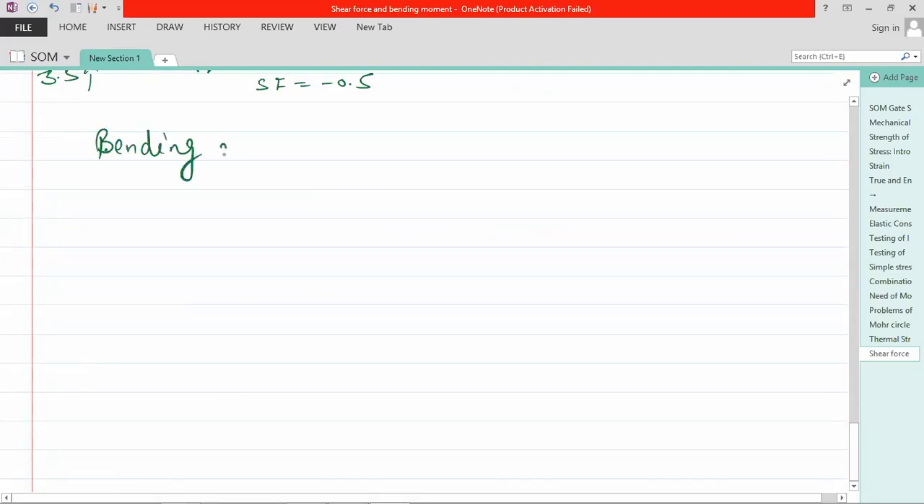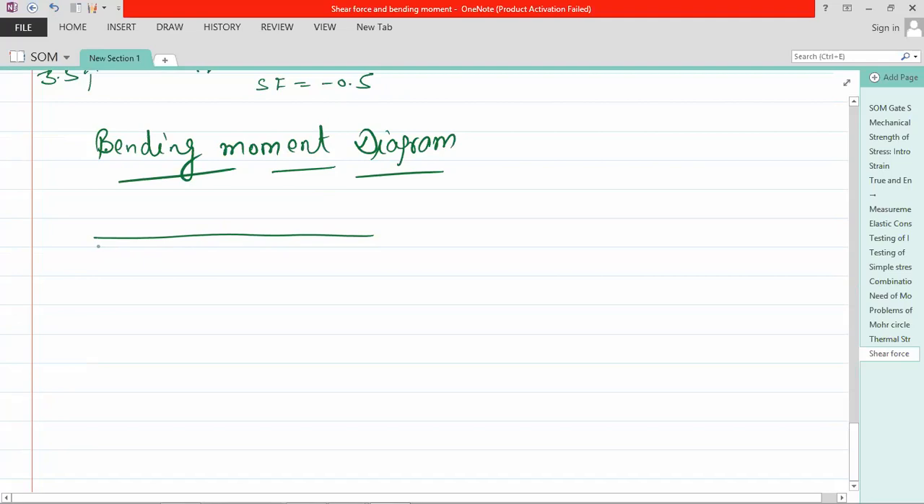Bending moment. Suppose we just take the above example. This is a rigid support, and you apply a W load. This is R1, this is R2, and this is L, and it is acting at the center.